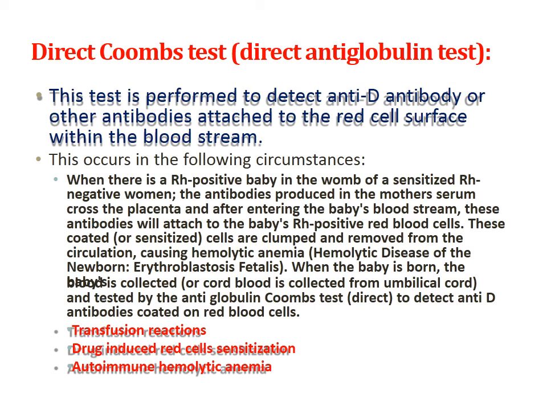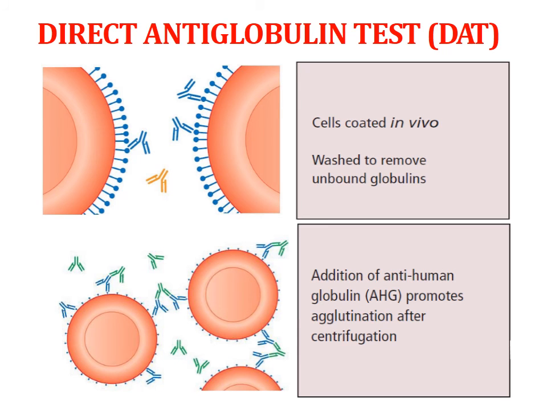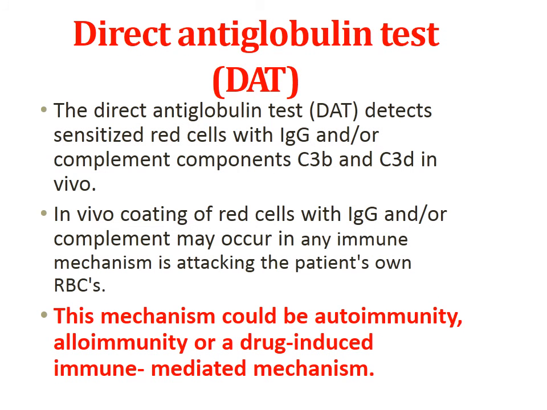It is also done in case of transfusion reactions, drug-induced red cell sensitization, and autoimmune hemolytic anemia, where the cells are coated in vivo and washed to remove unbound globulins. Addition of anti-human globulin promotes agglutination.